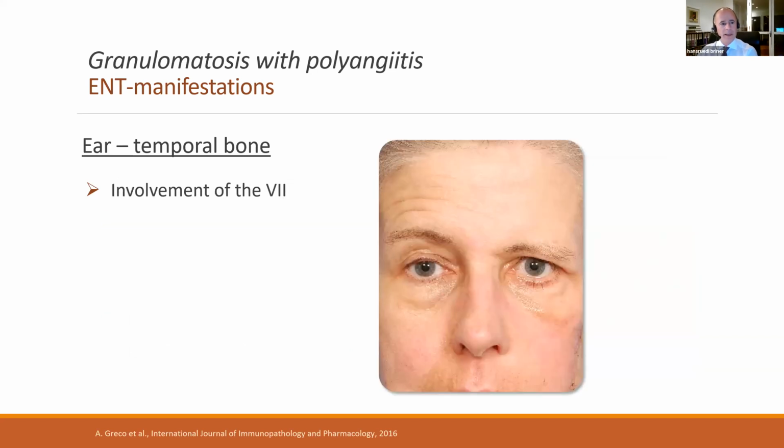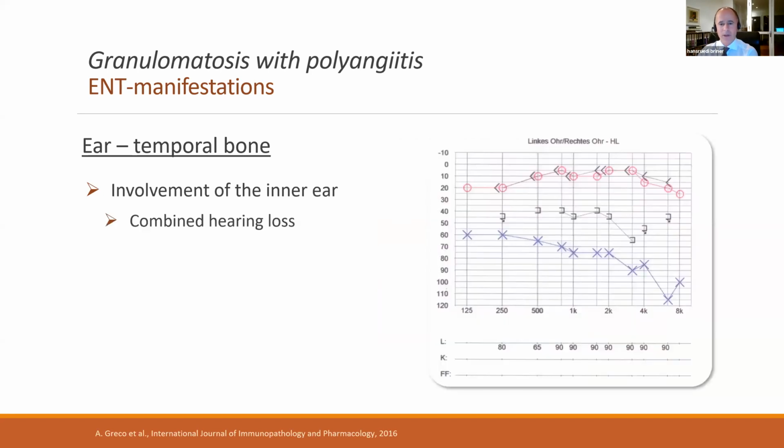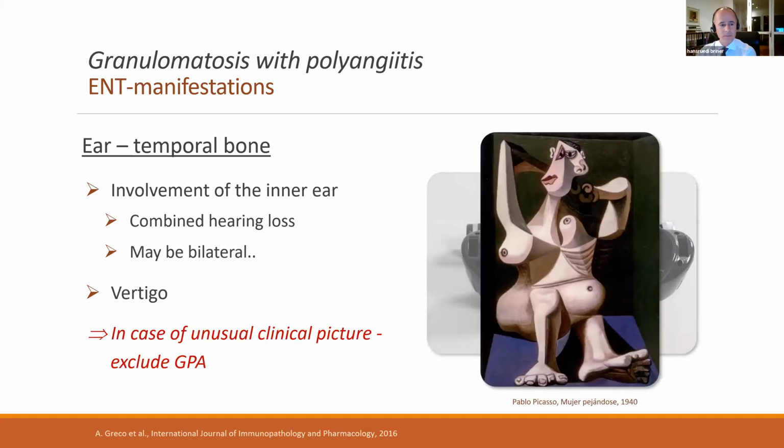There may also be an involvement of the facial nerve. And in literature, it's written down that facial palsy may be found in up to 8 or 10% of the GPA patients. An involvement of the inner ear is also quite frequent. And typically, we find a combined hearing loss, which may again be bilateral. There may also be a specific vertigo, which makes the diagnosis even more complex.